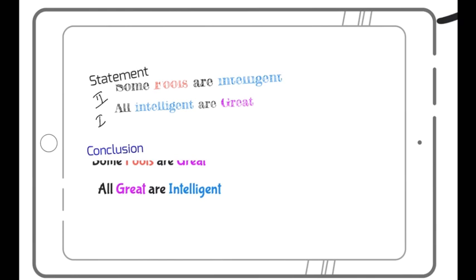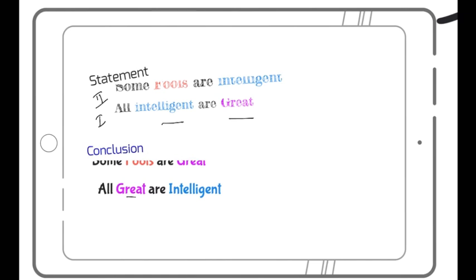This is my type 1, which is saying all intelligent are great, which means all A are B. And type 1 has two conclusions: some A are B and some B are A. So some intelligent are great and some great are intelligent. Do I get this? No. I don't have this again. Some intelligent are great, some great are intelligent, which is again not there.